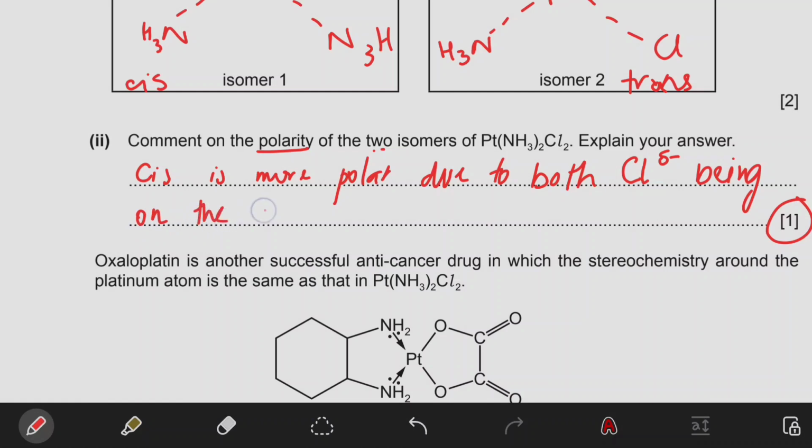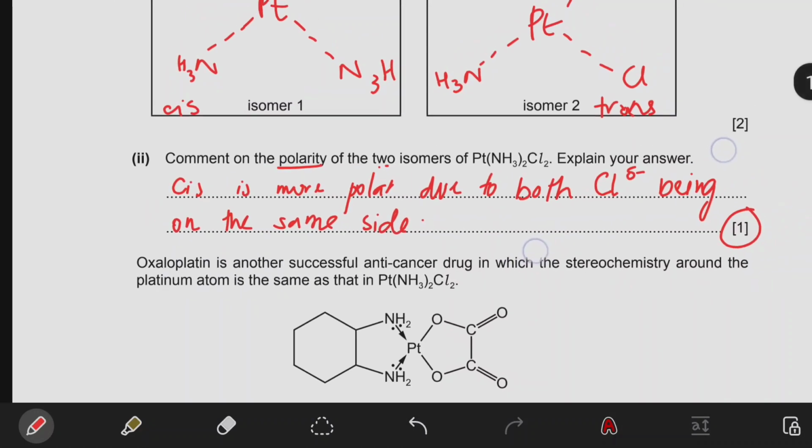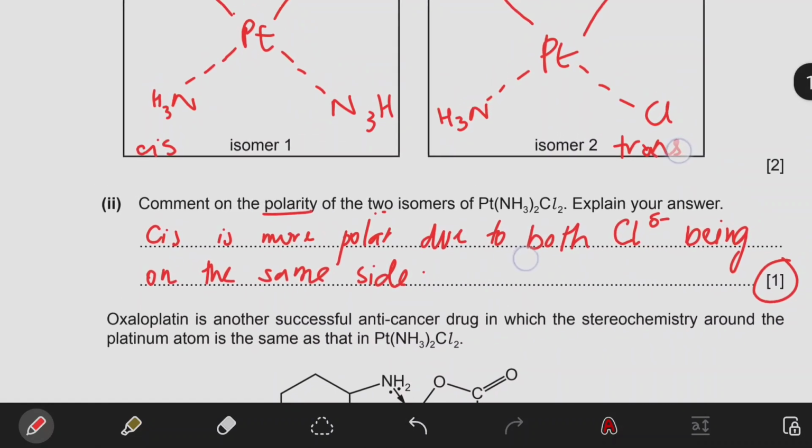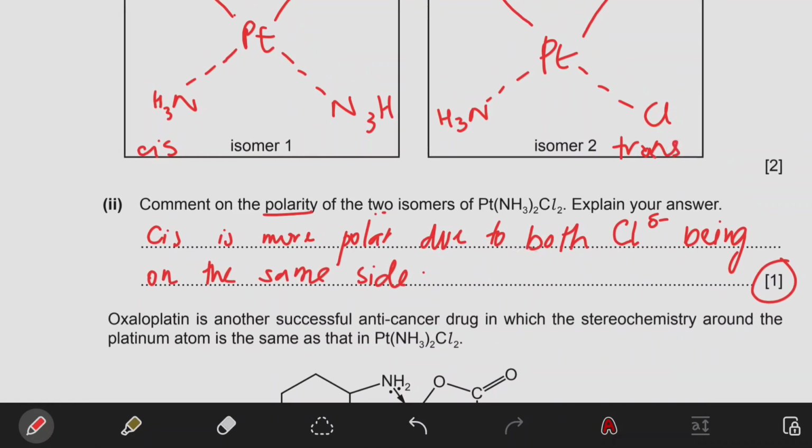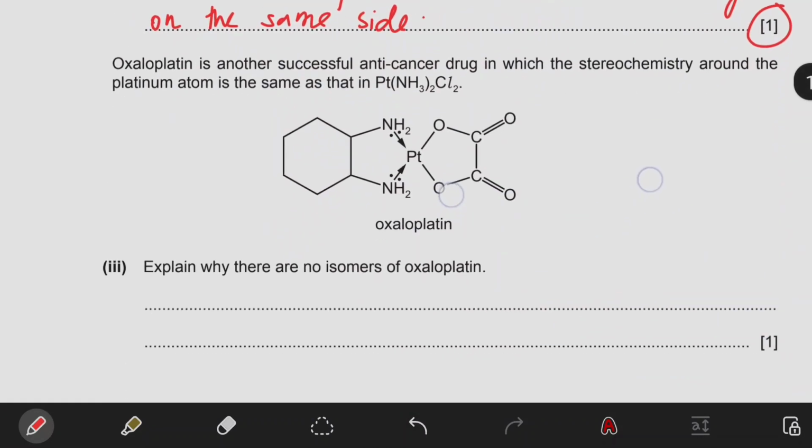on the same side. And you can even write that in trans, the partial negative chlorine are at 180-degree angle to each other, so they cancel out the bond dipoles. So trans is non-polar.